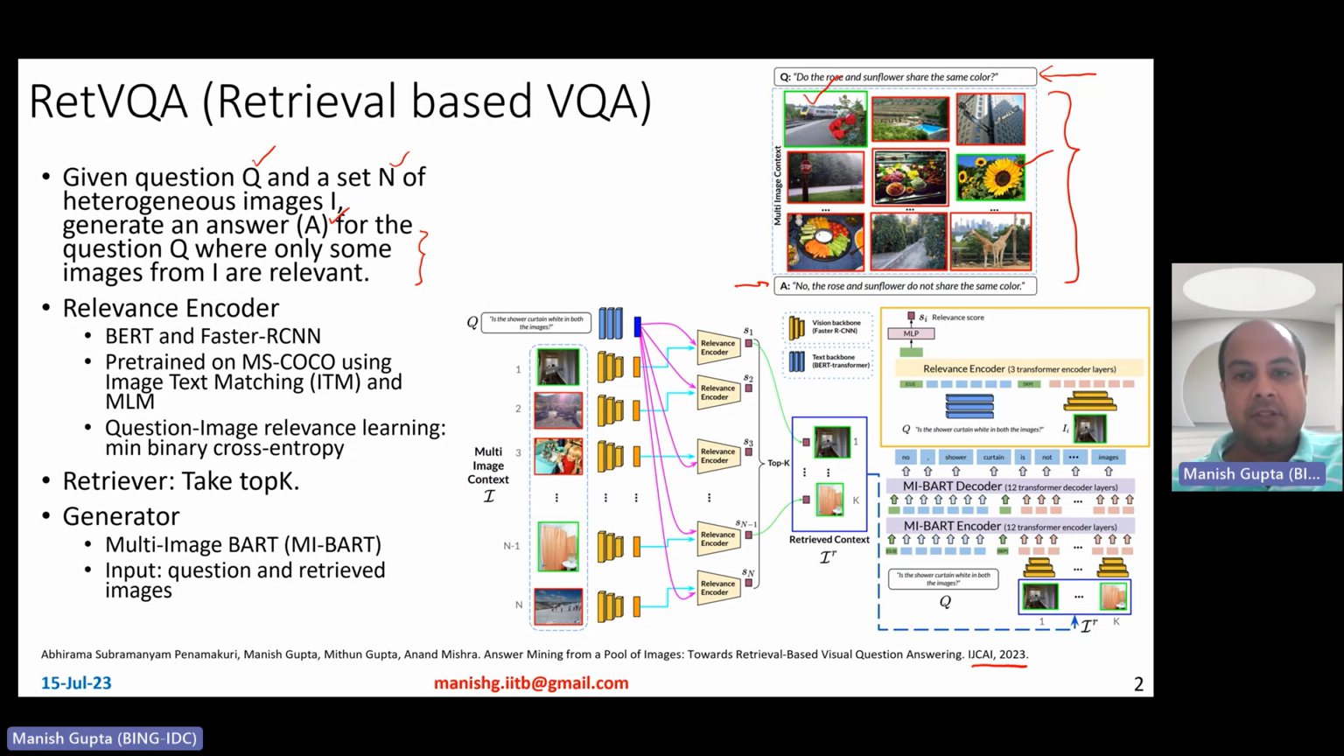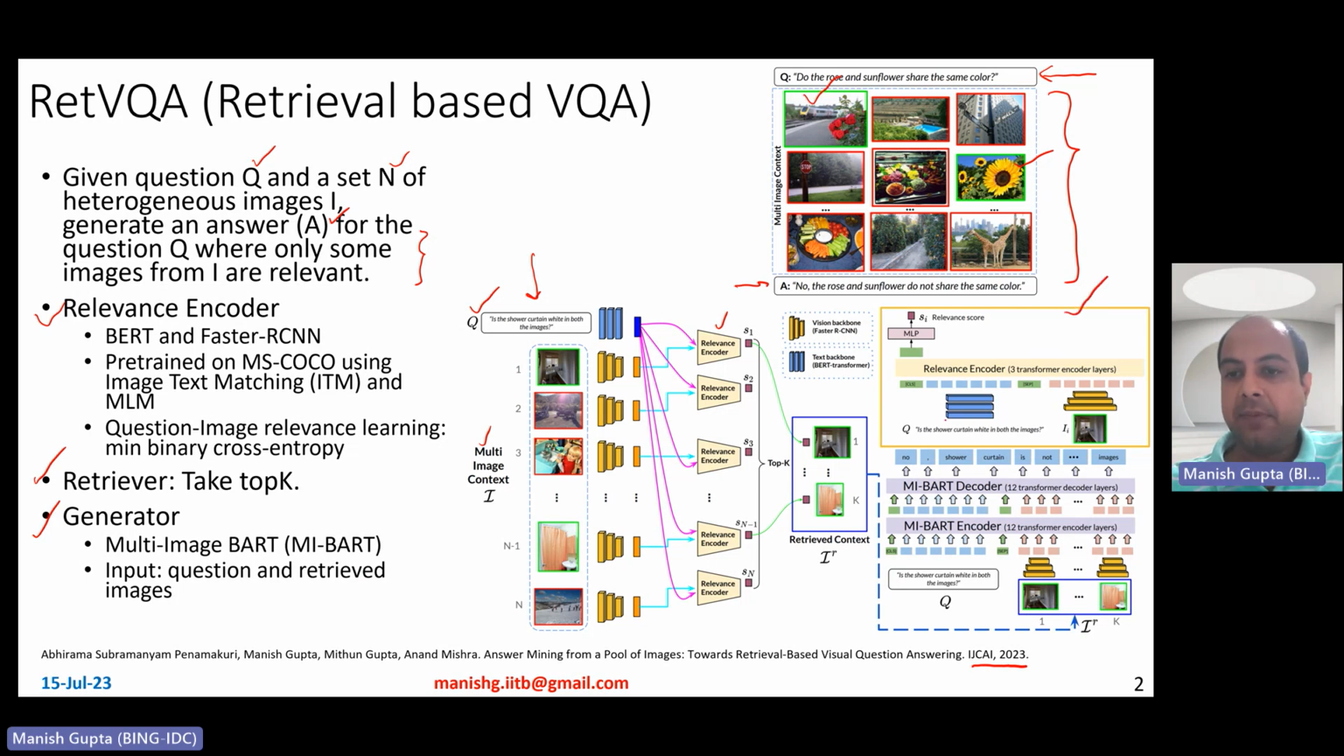Okay. So the architecture here essentially has three main parts: relevance encoder, retriever, and then generator. Okay. So given a text question and a bunch of images in the image collection, you encode the text question and the images using a relevance encoder. Right. So you encode the text question and each of the images in the collection individually, independently. Right. So the relevance encoder looks like this.